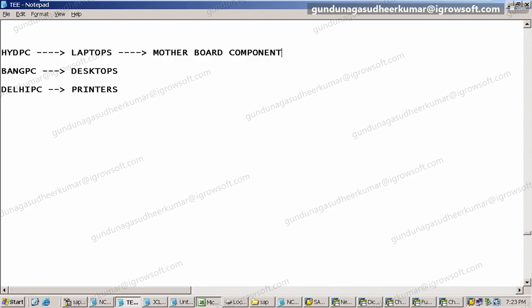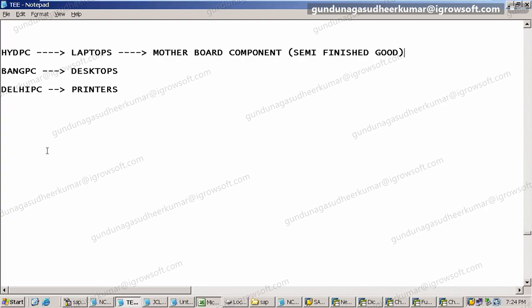Now the same component can be used for the desktops also. Whatever the motherboard is, that is a material, a component for the laptops. The same component can be used for the desktops also, right? It is a semi-finished good. If my laptop is a finished good, this motherboard is a semi-finished good. That also we are manufacturing in Hyderabad.